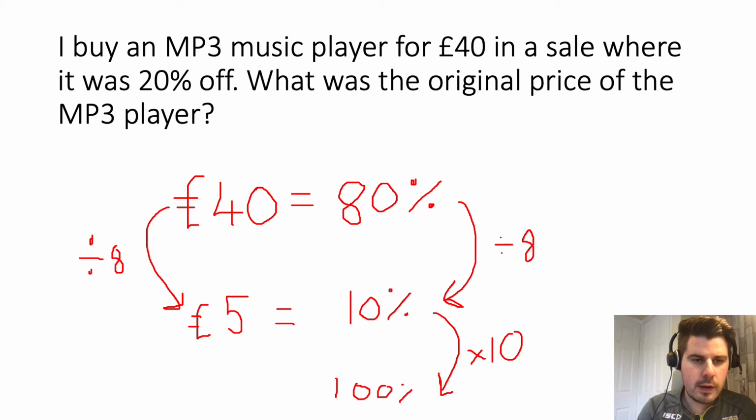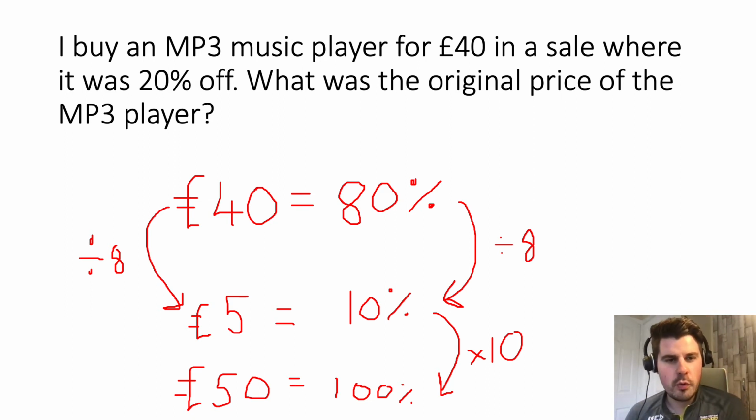Here we go. And then we do the same to the other side, which would be 50. There we go. So that's one way we could do it. We could have also, if you wanted to, divided 80% to 20% by dividing it by 4 and then done 20% times by 5. That would have also got us the right answer.